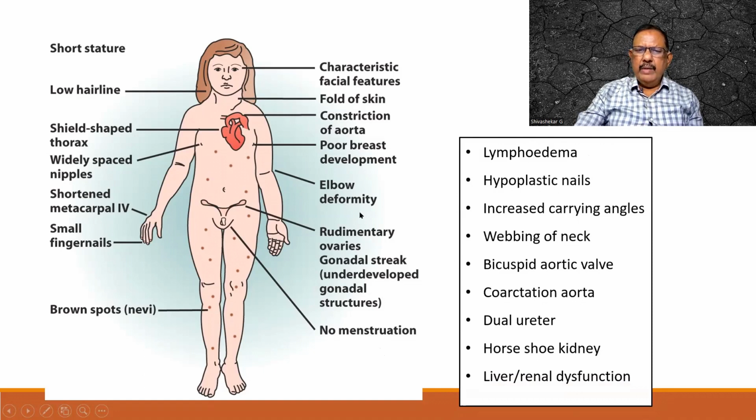The elbow deformity is called the increased carrying angle. Webbing of the neck, that is the increased fold over here. Coarctation of the aorta, otherwise the constriction. There can be congenital anomalies in the kidney and the ureter, dual ureter and horseshoe kidney. Renal and liver functions are also affected. So this will be the complete set of features for Turner's syndrome.